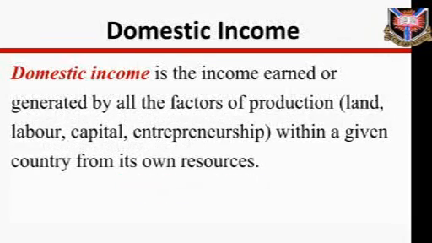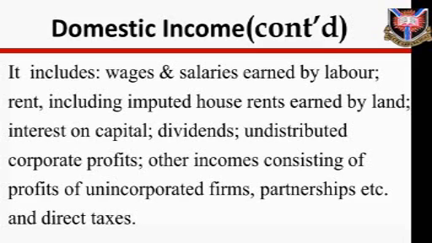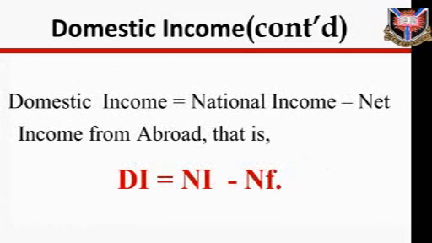Domestic income. Domestic income is similar to GDP, but is particular about income earned on the output produced. Domestic income is the income earned or generated by all the factors of production, that is land, labor, capital, and entrepreneurship within a given country from its own resources. Domestic income includes wages and salaries earned by labor, rent, including imputed house rent earned by land, interest on capital, dividend, undistributed corporate profit, including the surpluses of public sector undertakings, other incomes consisting of profit of unincorporated firms, partnership, self-employed, and direct taxes.